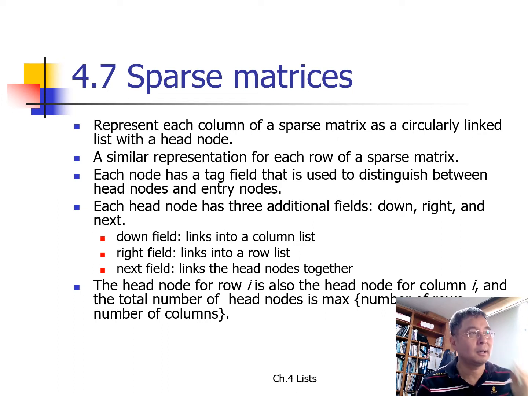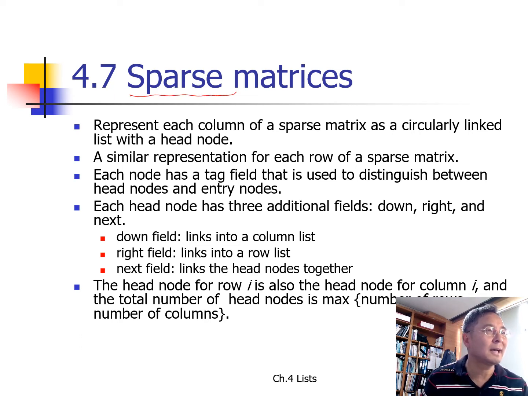Okay, so we are going to study section 4.7 about sparse matrix. We are very familiar with what a sparse matrix is. A sparse matrix means that there are not so many non-zero values, so most of the values are zero.